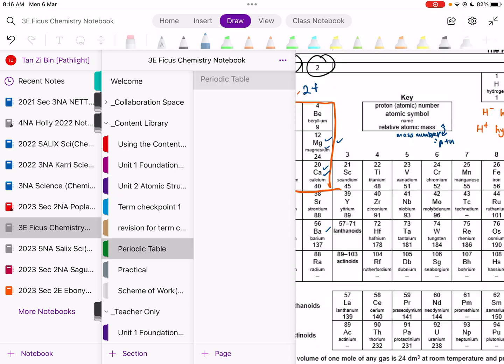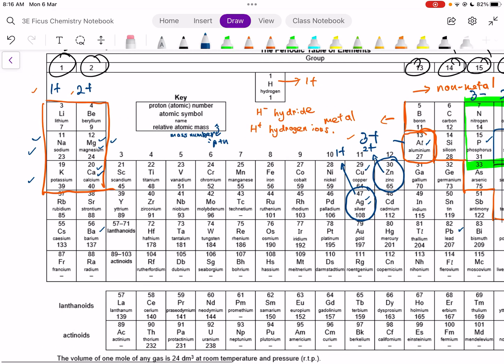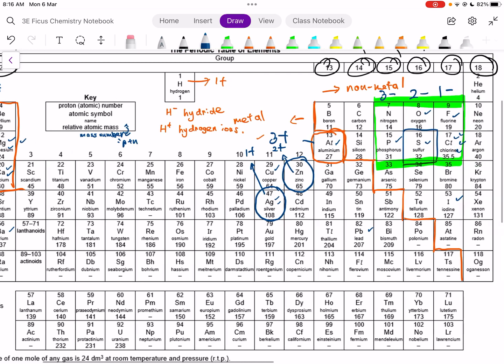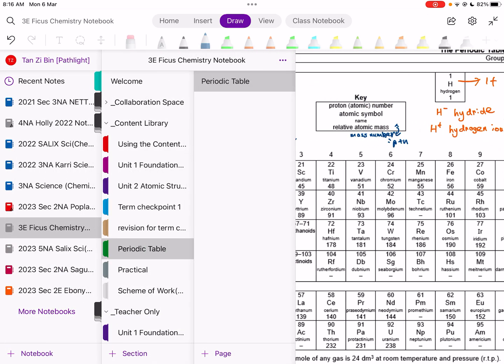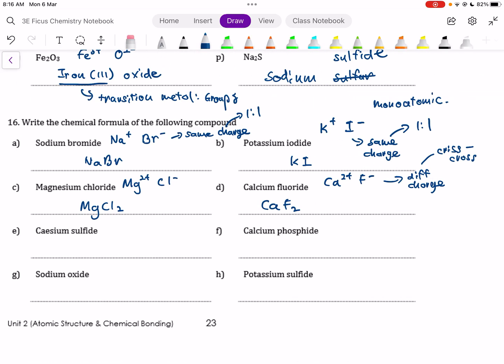Okay, cesium is in group 1. Sulfur is in group 16, so 2 minus. Let's take a look. So cesium is Cs 1 plus, not 2 plus, group 1. So in this case you need to do a crisscross. Cs2S. The 2 comes here, the 1 comes here. So this case is different charge, so you do the crisscross.